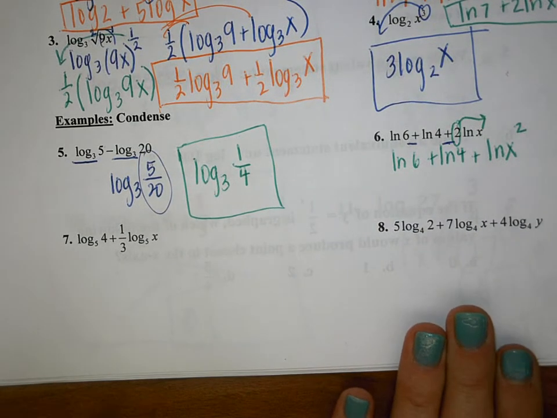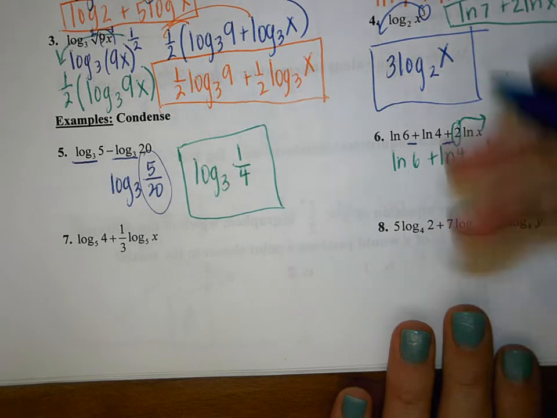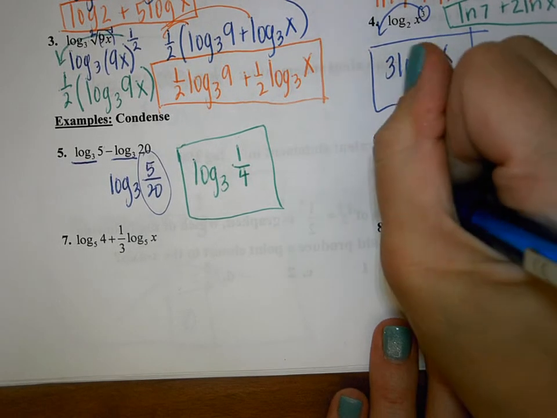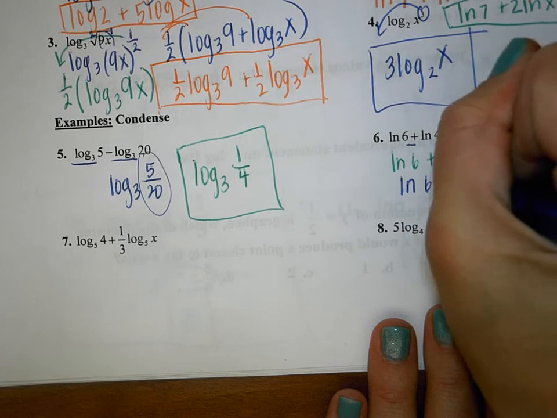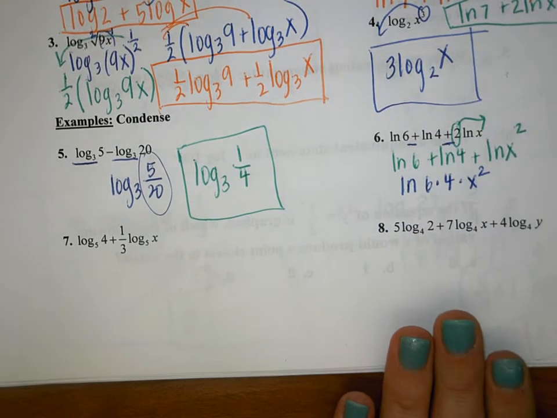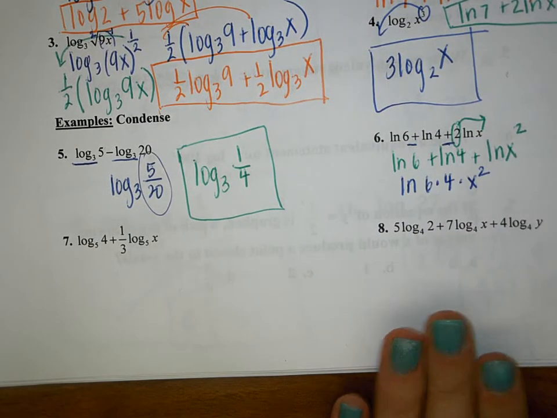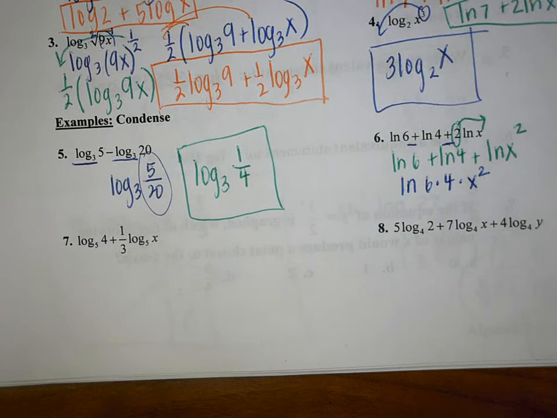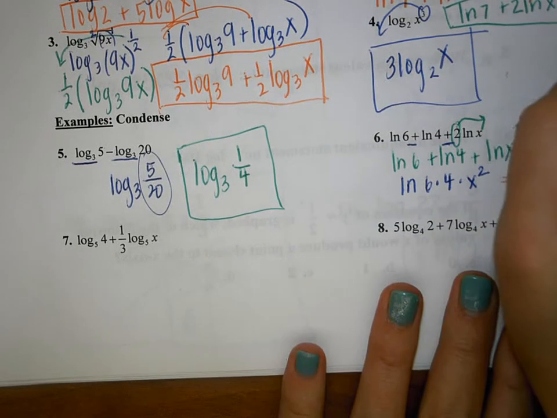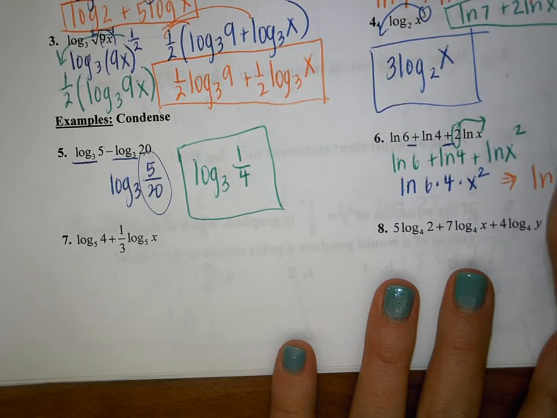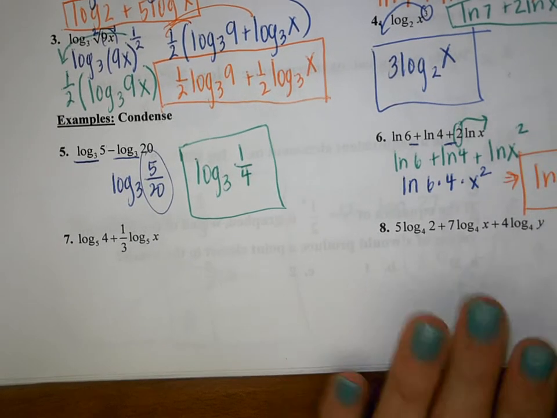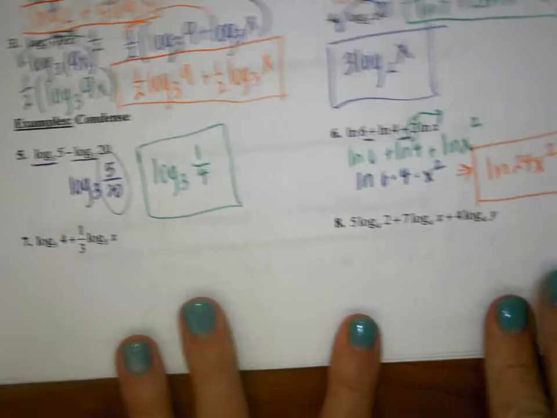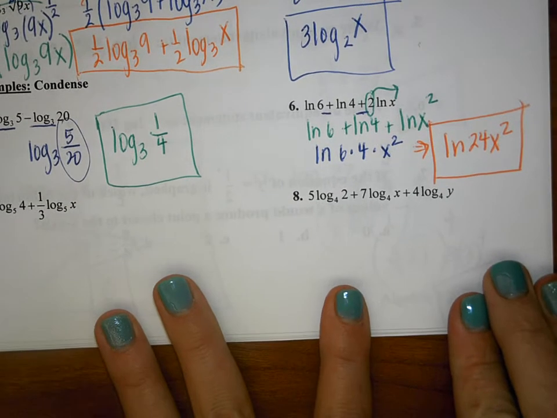Next, what we'll do is we will go ahead and take care of our addition, which changes to multiplication. So I have the natural log of 6 times 4 times x squared. And then we can simplify that by multiplying the numbers together, and we end up getting the natural log of 24x squared. And that is your condensed answer.